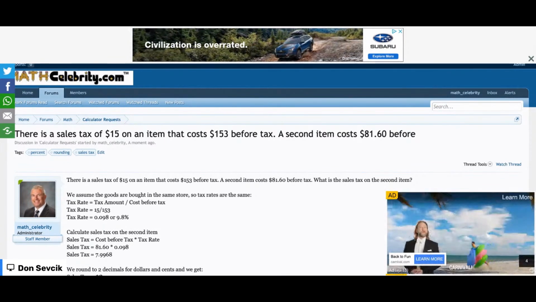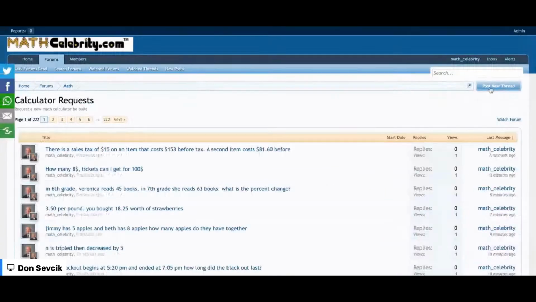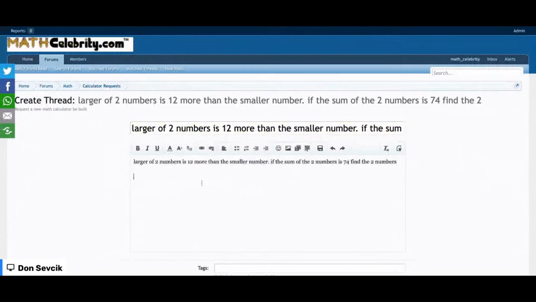Start at the top. Larger of 2 numbers is 12 more than the smaller number. If the sum of the 2 numbers is 74, find the 2 numbers. Clear variables for each number. Let L be the larger number. Let S be the smaller number.